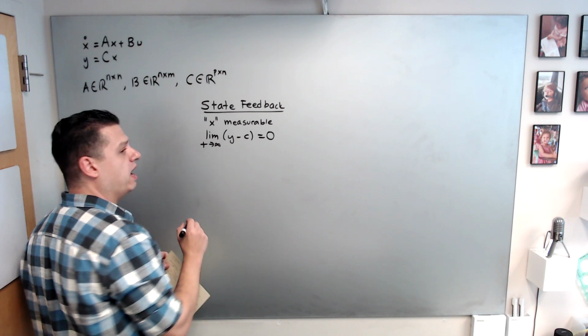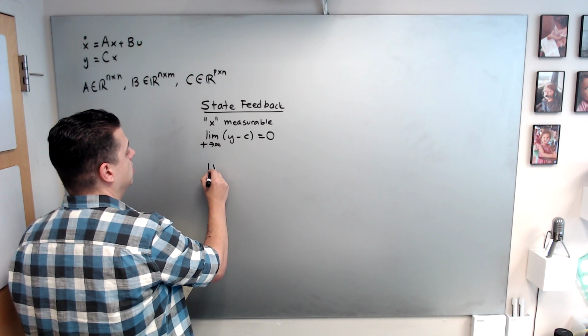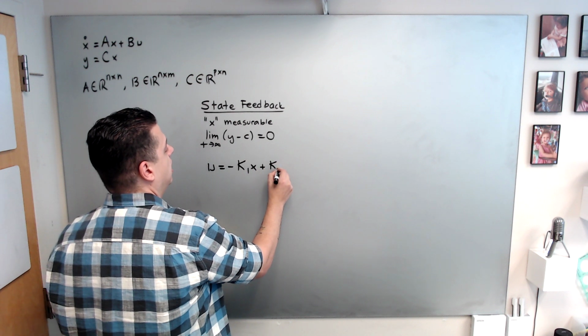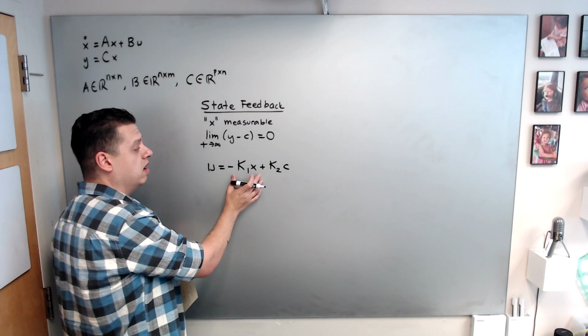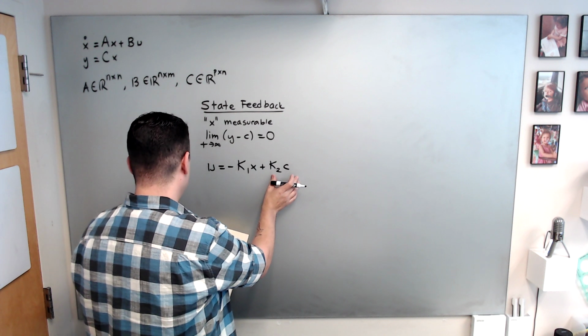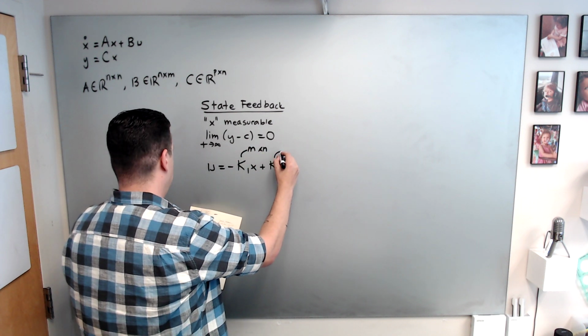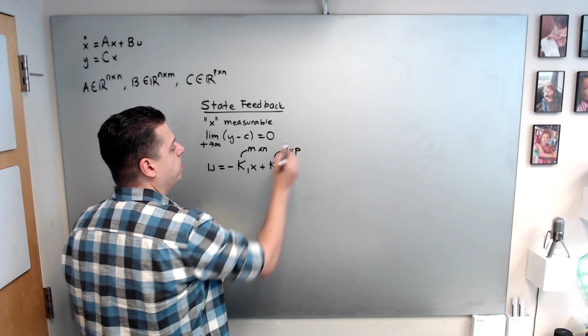There are two controller types for state feedback. One of them is the feedforward approach, where you design the control signal like u equals minus K1x plus K2c. This is the feedback part. This is the feedforward part. Here K1 is m by n and K2 is m by p dimensions.